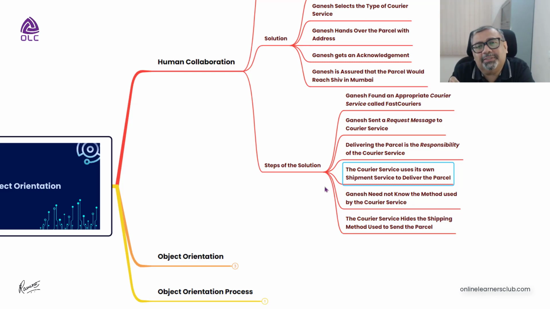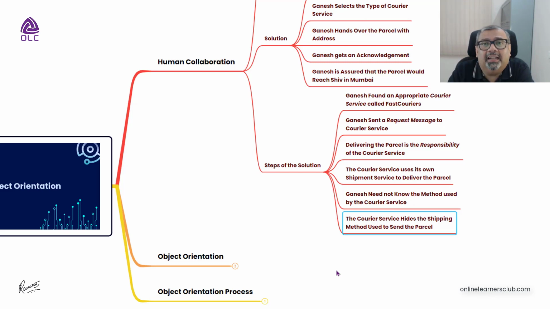Another collaboration which the courier company has with another shipping service, and it internally uses its own shipping service in this particular case. And Ganesh need not know about the method, and what time it goes, who drives the shipment truck, and so on. We don't need to really bother. So that is the same concept here.